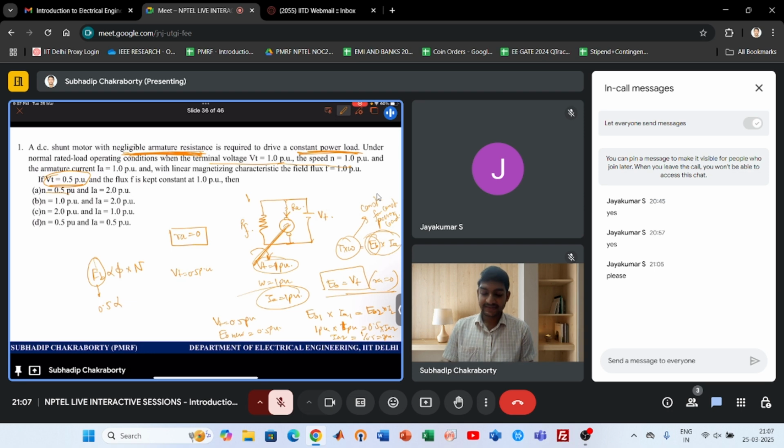Now flux is still kept at 1 per unit. So EB became half, speed also became half since flux is constant. So speed is 0.5 and IA is 2 per unit. Option A is the correct answer. So in these problems you try to actually write the formulas and check what terms are varying and what is maintained constant.